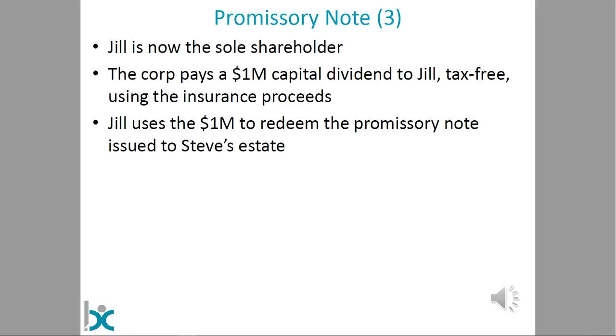We're going to have the corporation pay her a $1 million tax-free capital dividend. They will use the insurance proceeds to pay that capital dividend. And then Jill will use that $1 million to redeem that promissory note issued to Steve's estate, so effectively wiping out her debt to Steve's estate. The promissory note will be redeemed, and Jill no longer has to deal with Steve's estate, which was the intent of the buy-sell. We've now got Jill as the sole shareholder, and Steve's estate has gotten the value for Steve's shares in the company.